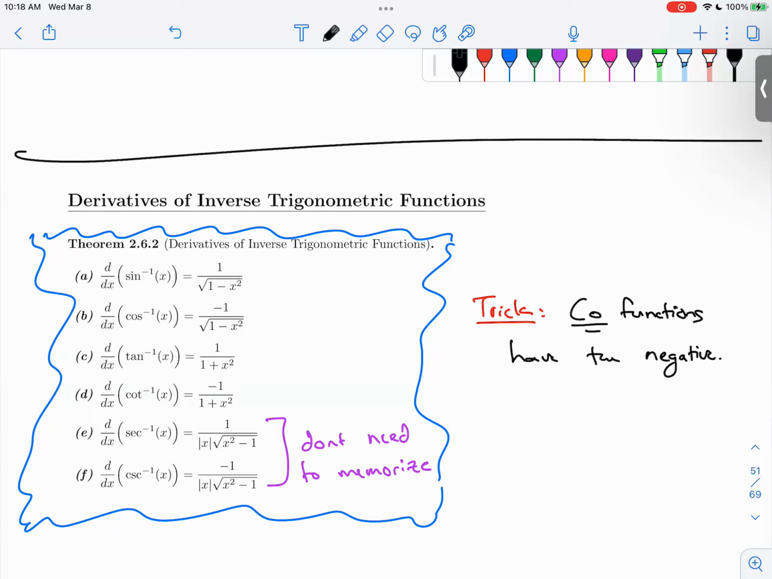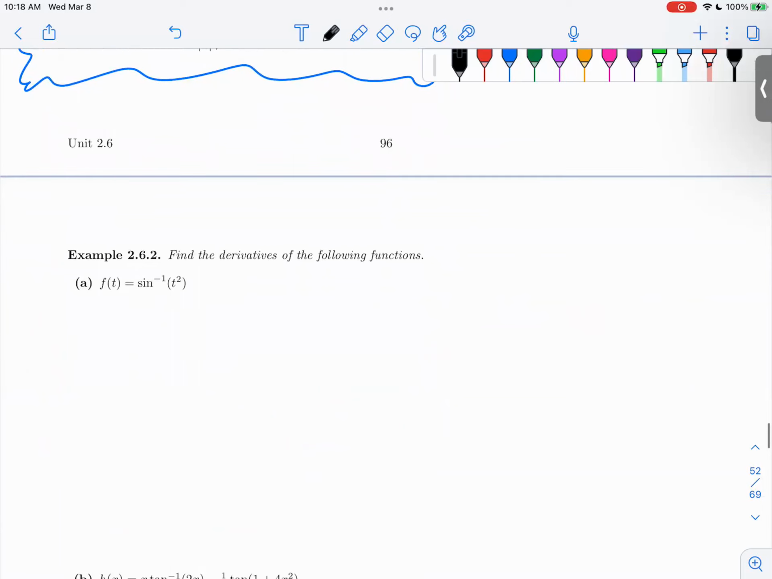Any questions? So we just have more derivatives at our disposal, so we can do a couple more problems. Find the derivative of the following: sine inverse of t squared.